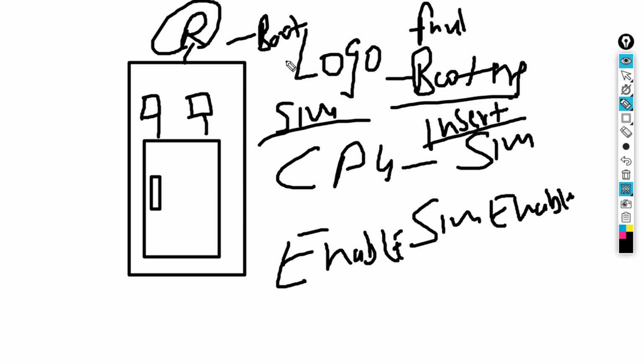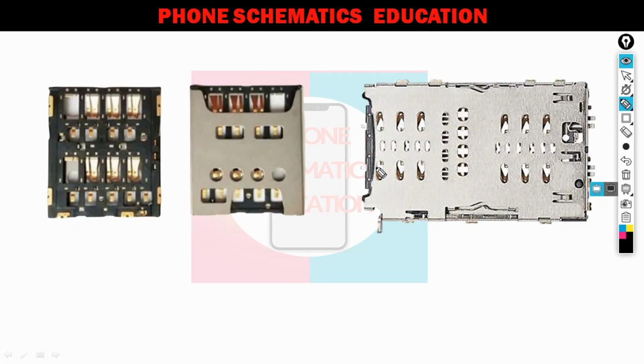Clear? This is the old version, and this is how the CPU communicates with the SIM to detect it. Now let's go to the latest version.